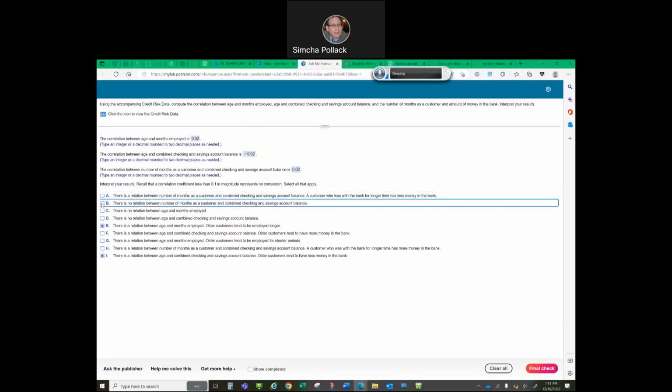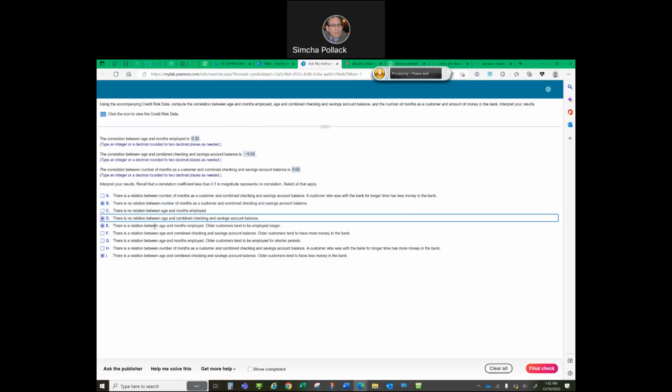Well, that's the opposite. Yes, that's true. There's no relation between age and months employed. No, that's not true because it's 0.32, so there is a relationship. There's no relation between age and combined checking and savings. That's true. There is a relationship between age and months employed. That's true. That's a 0.32.